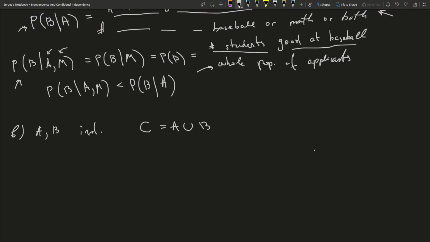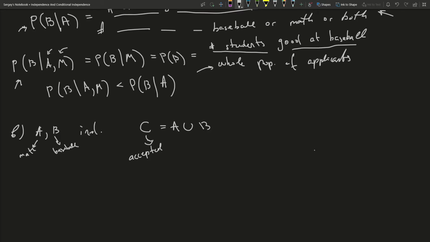And it's a good idea to try and relate this general setting to the example that we just discussed in part A. So A could be thought of as being good at math. B could be being good at baseball. And then C is the population of admitted students, so this is the accepted population. This is students who are either good at math or they're good at baseball.